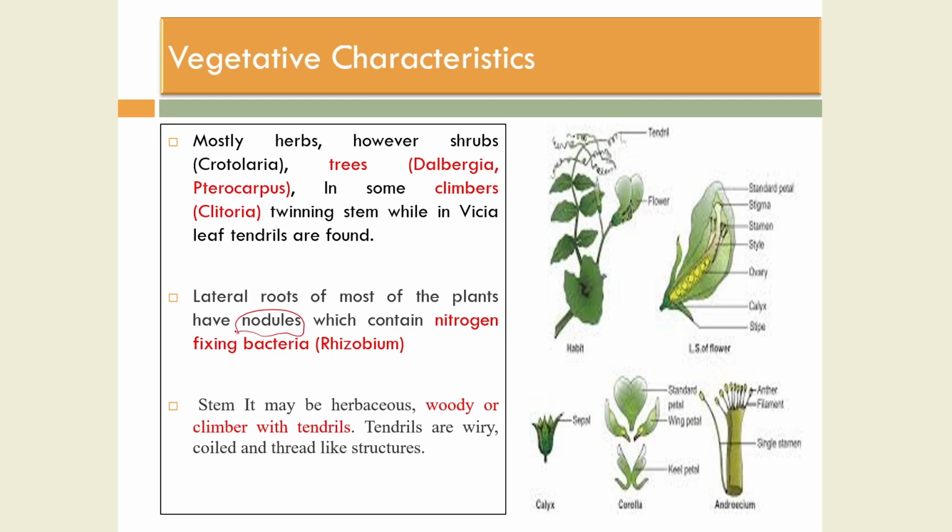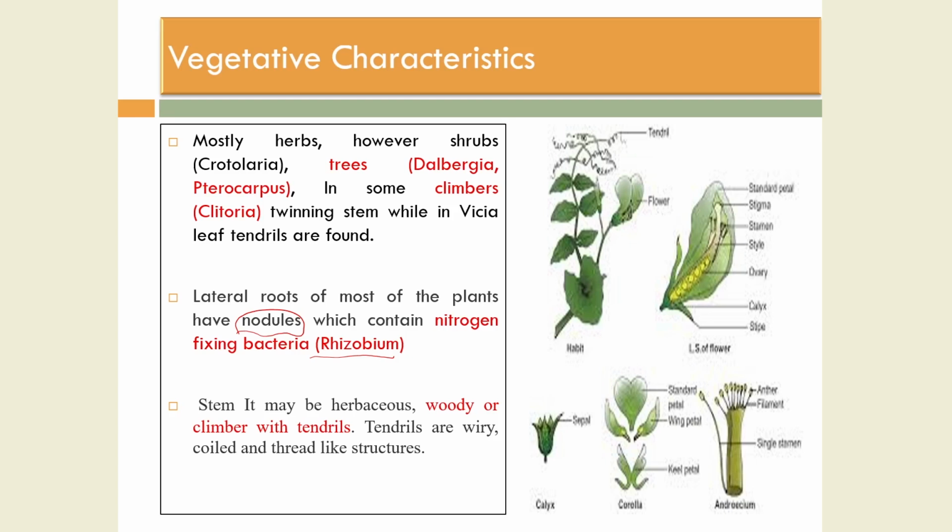The nodules on the root have a symbiotic association with nitrogen fixing bacteria like Rhizobium that fixes the atmospheric nitrogen, that is N2, into ammonia. This is a very important process because atmospheric nitrogen is present in very large amount, but this nitrogen is not available for the plant. It is available only when it is converted into ammonium or nitrate.